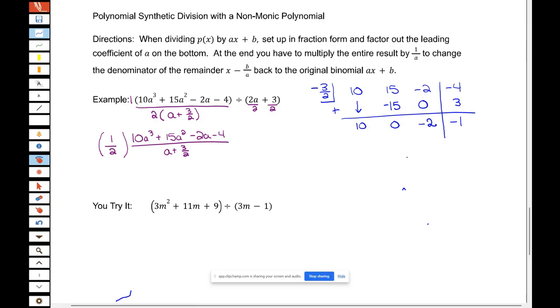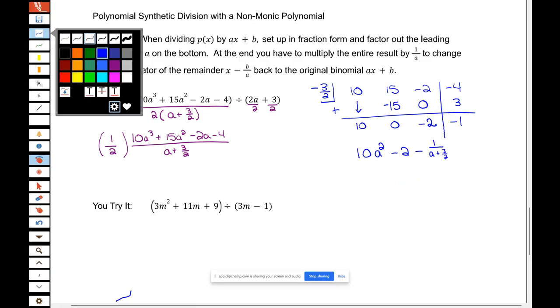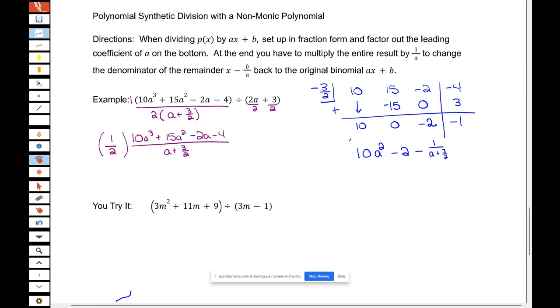I'm not going to start this video over. All right. So we're going to have 10a squared, because it's 1 less power than what we started with, minus 2 minus 1 over a plus 3 halves. All right, now I have to take that entire answer and I have to multiply it by 1/2.